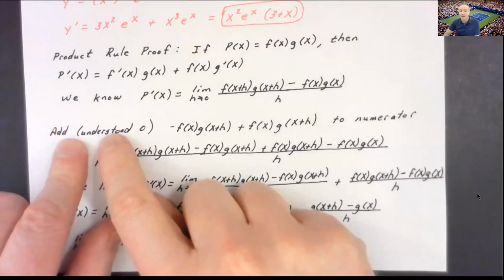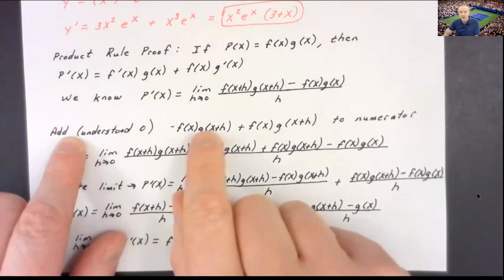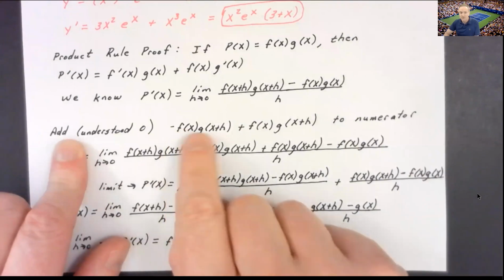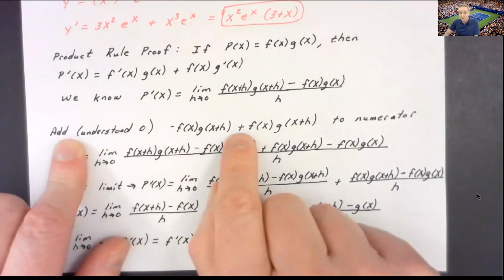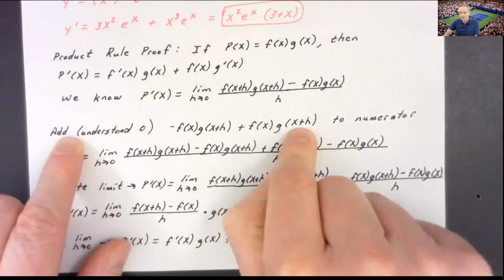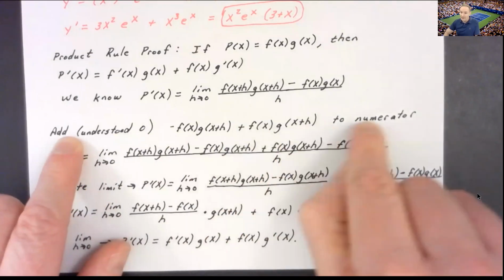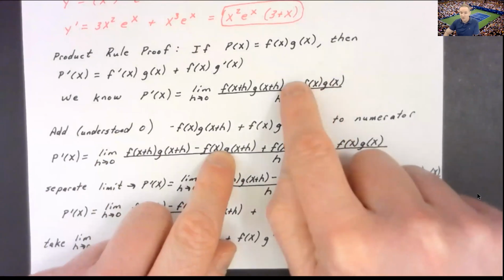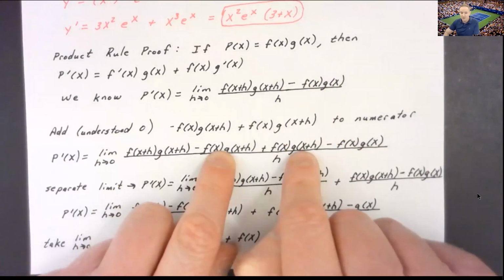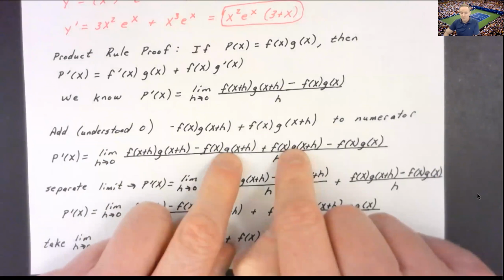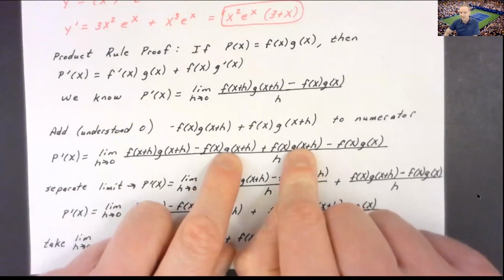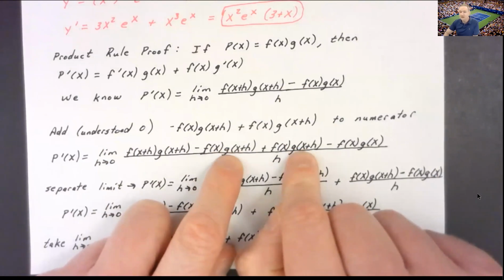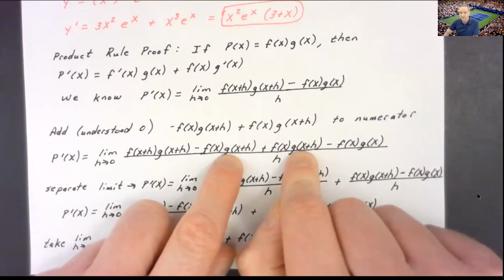So I'm going to add an understood 0, a negative f of x, g of x plus h, plus f of x, g of x plus h. Now, I'm adding that to the numerator. I know what I have here is identical to the original limit definition of the derivative. These two would just cancel each other out. Now, the reason I added those in there is they're going to allow me to see something here.